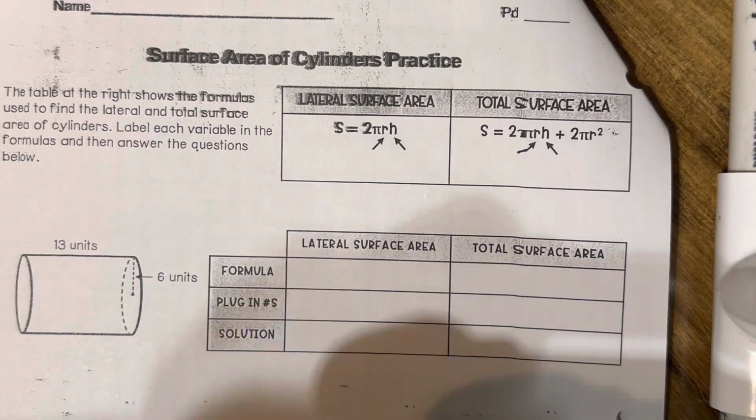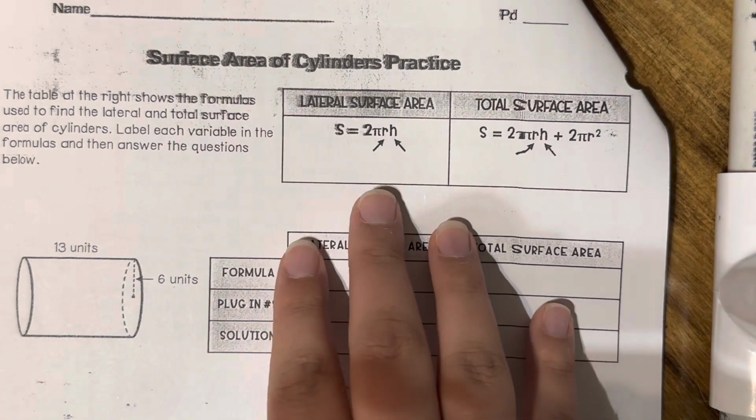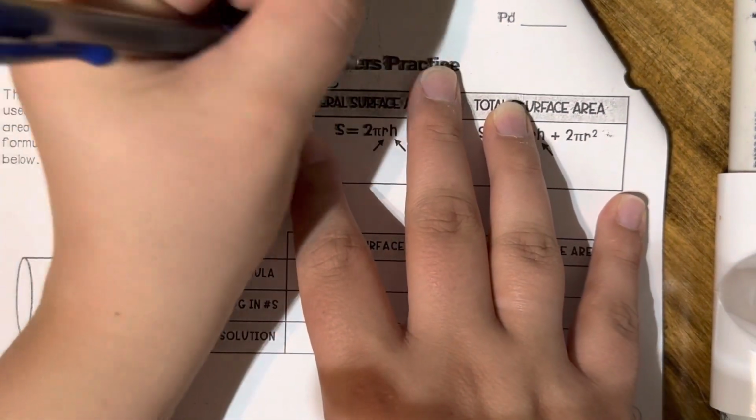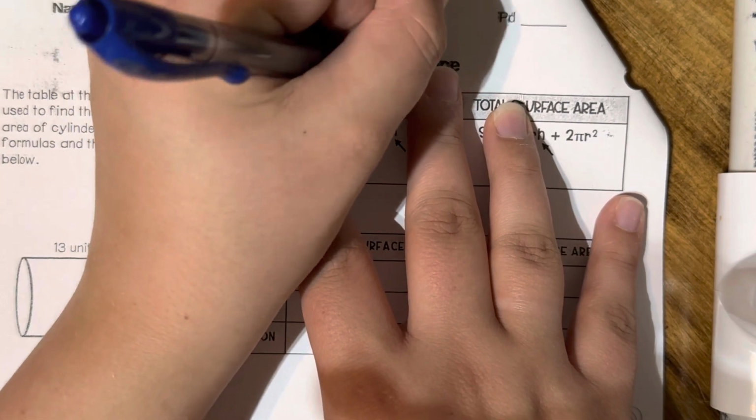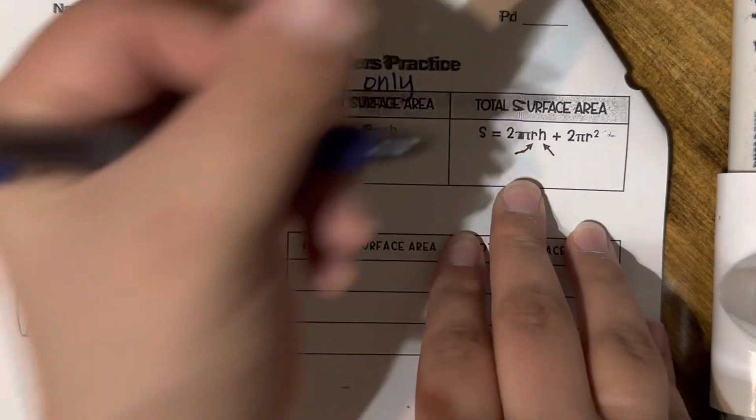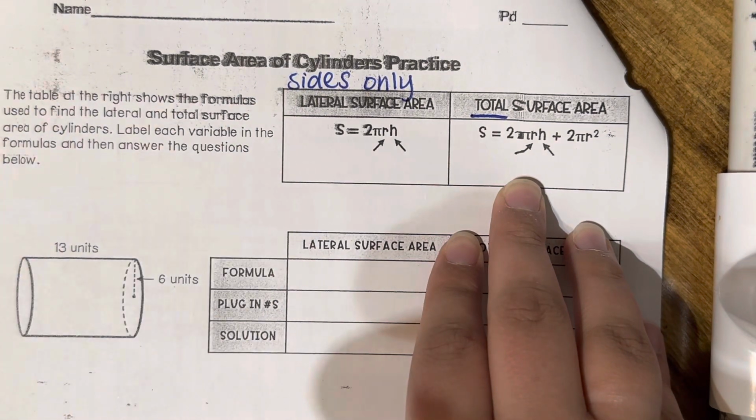Today we're going to talk about the surface area of cylinders. There are two different types of surface area. The first one is the lateral surface area. This is the surface area of the sides only. Only the sides.